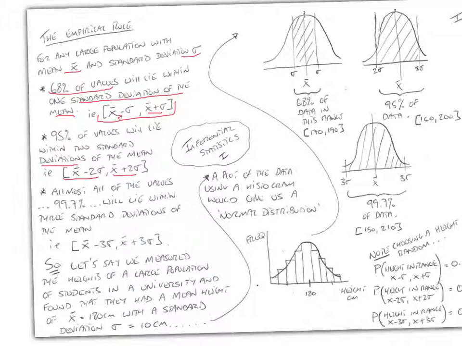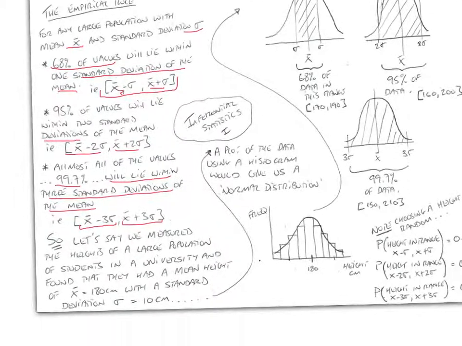And almost all of the values that we recorded, 99.7% of all the values or heights that we took, they would lie within three standard deviations of the mean. So those heights would always be somewhere within the mean minus 3 times the standard deviation up to the mean plus 3 times the standard deviation.